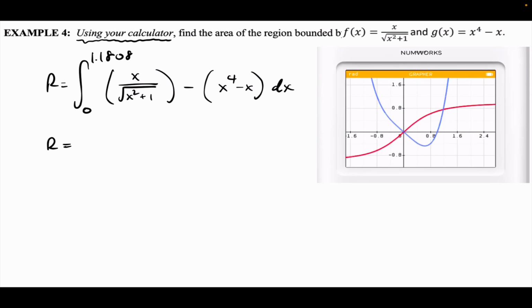When you do that, you should get a number around 0.7854.